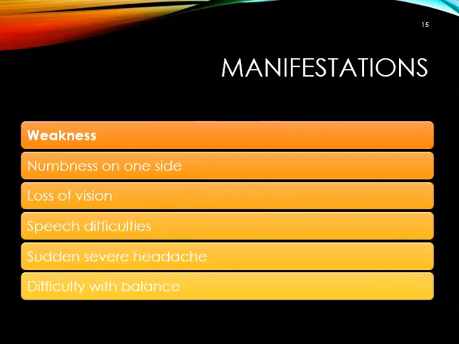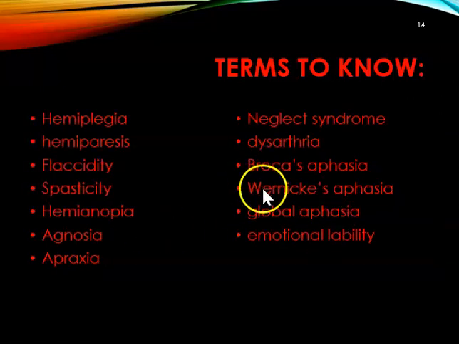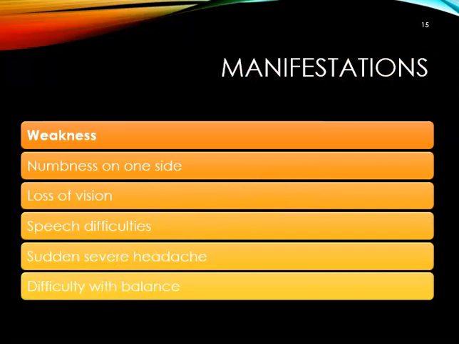Weakness is going to be the most common manifestation of stroke, and that is going to involve the face, arm, and sometimes the leg, depending on the severity of the stroke. They could have numbness on one side, a loss of vision, and that can be partial or complete. Speech difficulties, think about these areas of aphasia we talked about. Sudden and severe headache. These patients will describe this as the worst headache they've ever had in their life. And then difficulty with balance. Sometimes these patients, when the stroke occurs, they will fall.